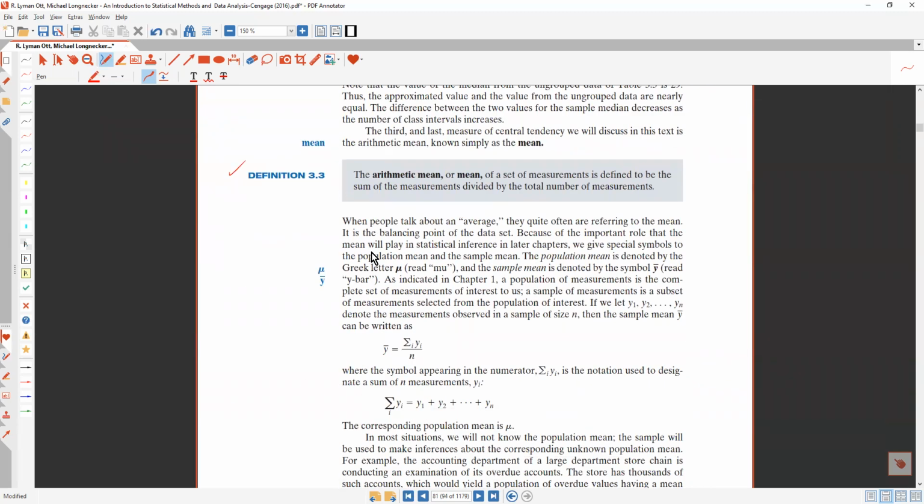Now, the arithmetic mean is very, very, very important. That's another measure of central tendency.